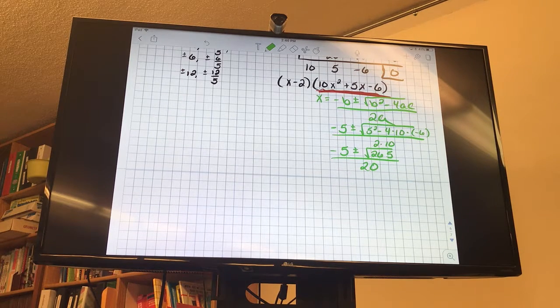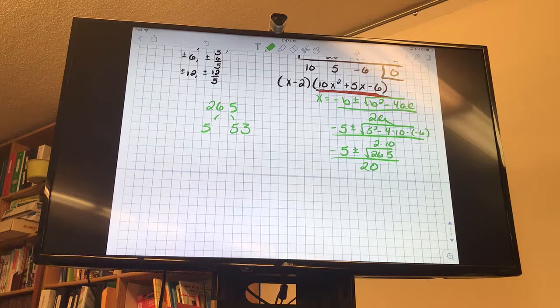Okay, 265. What goes into 265? Is it a perfect square, first of all? No, it's not. Darn it. 5 goes into it, but that's not a perfect square. But it could help. Okay, I'm breaking down 265. I divided it by 5, I got 53. I think 53 might be prime. I can't think of anything that goes into 53.